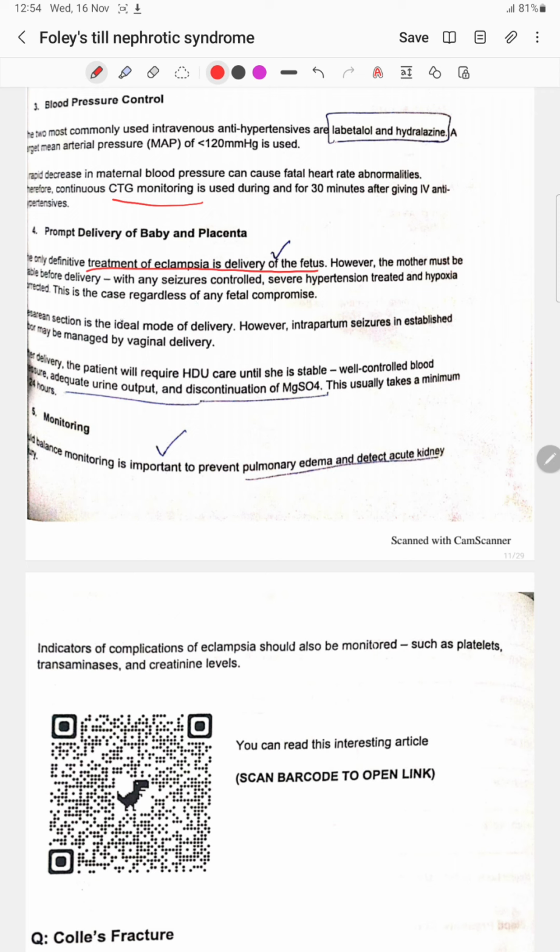The cesarean section is the ideal mode of delivery. However, if the intrapartum phase is established, labor may be managed by vaginal delivery. After the delivery, the patient will require HDU care until she is stable with well-controlled blood pressure, adequate urine output, and discontinuation of the MgSO4. This usually takes a minimum of 24 hours.